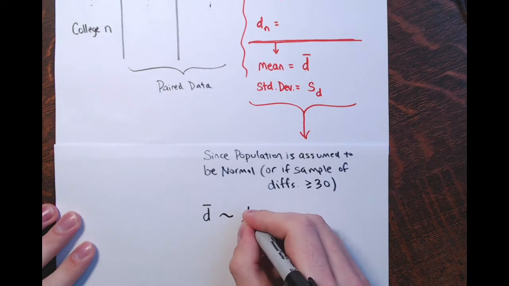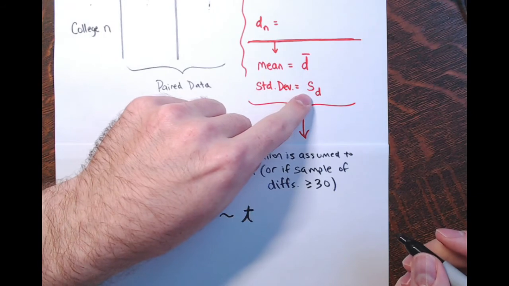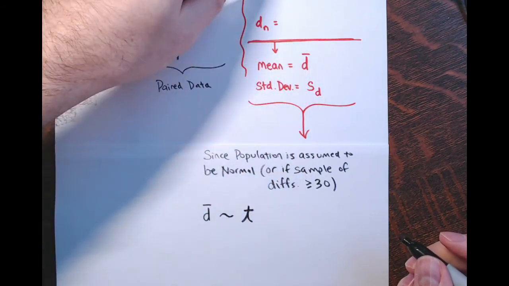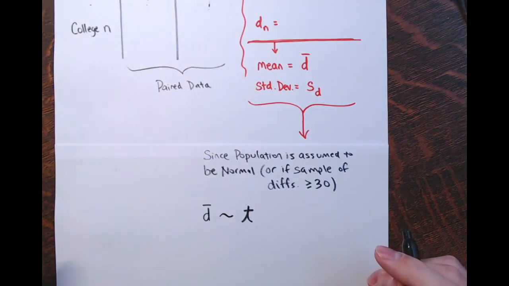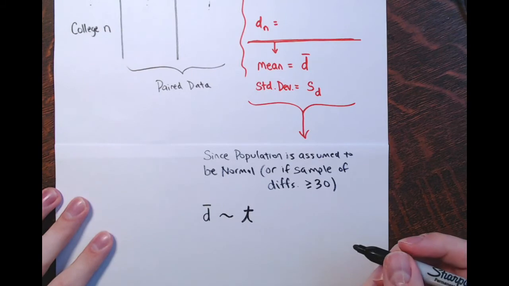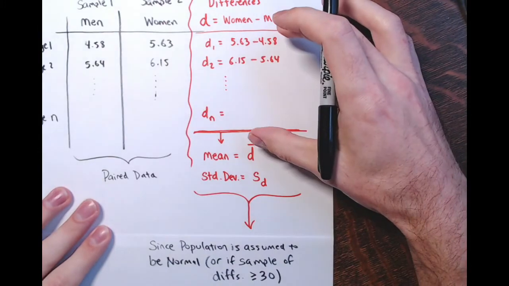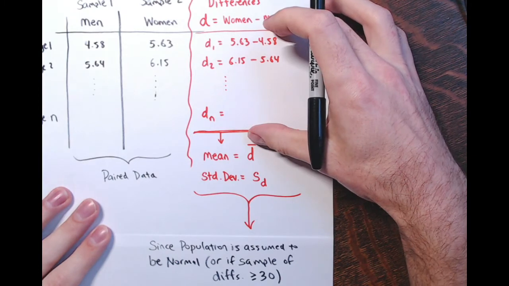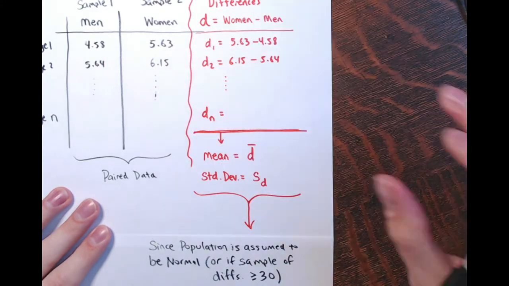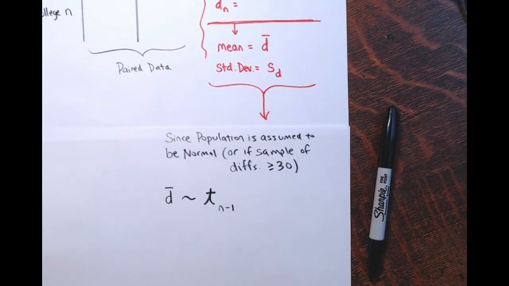And again, this is a student's t because I don't know sigma d. We know the standard deviation for these sample differences, but we don't know the population standard deviation. So that's why this is a student's t distribution. And the number of degrees of freedom, remember, you're basically taking two samples and turning it into one sample. You've done a one sample t-test before, and the number of degrees of freedom was just the size of the sample minus 1. So with n minus 1 degrees of freedom.